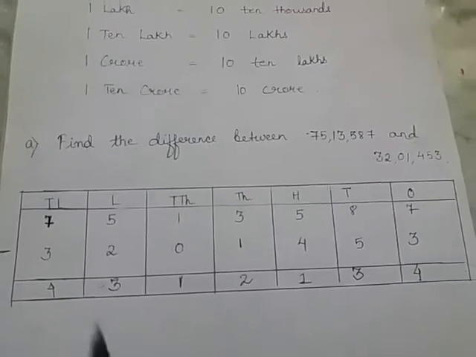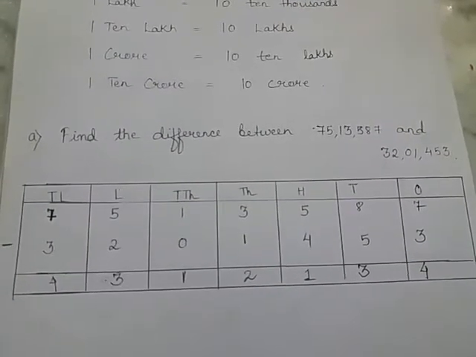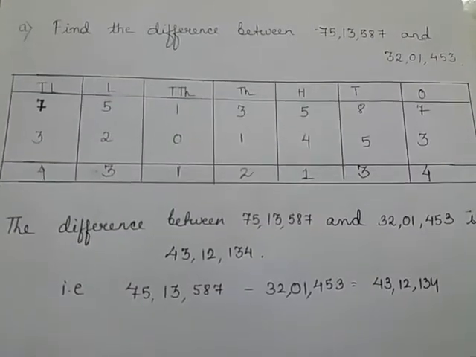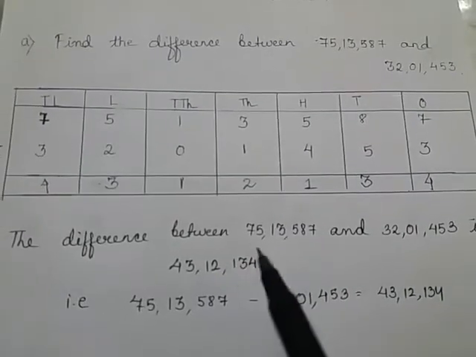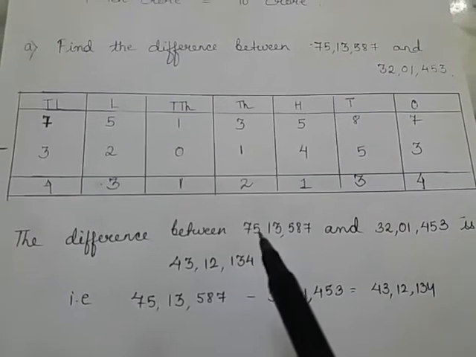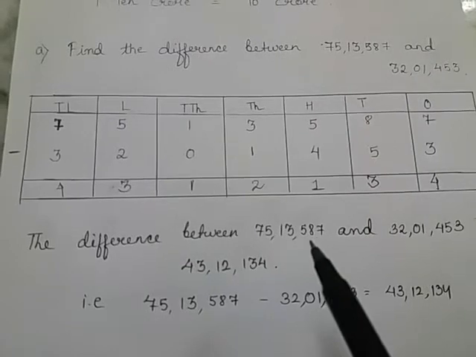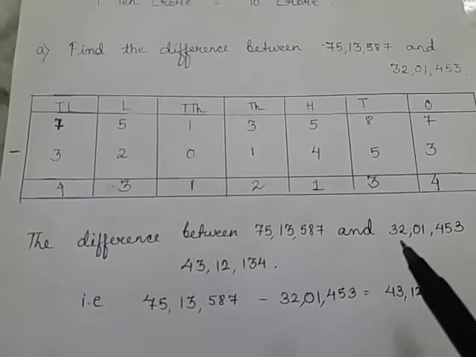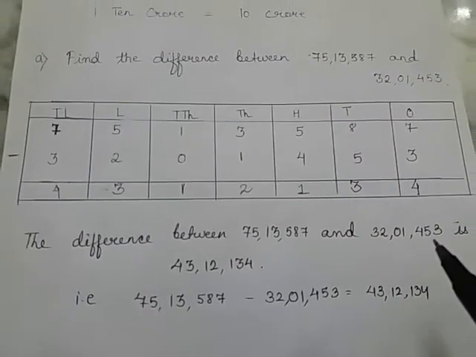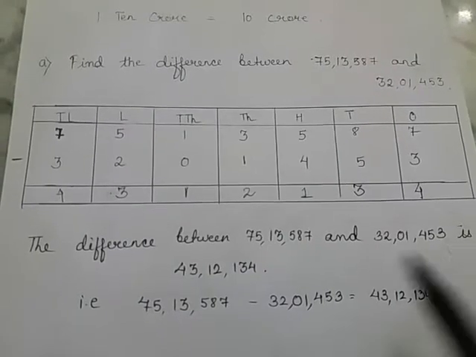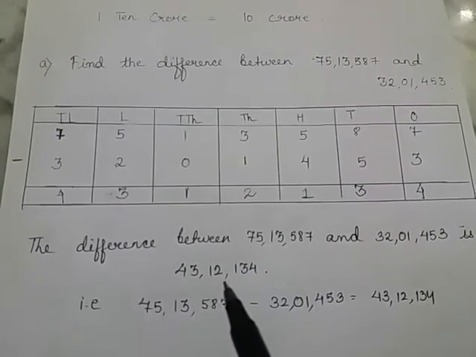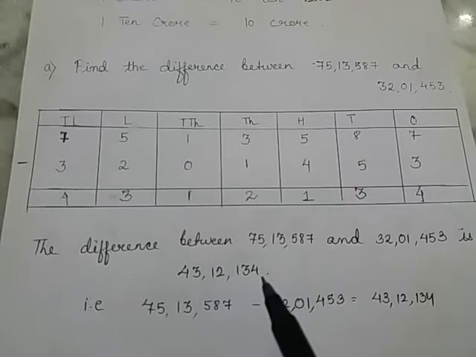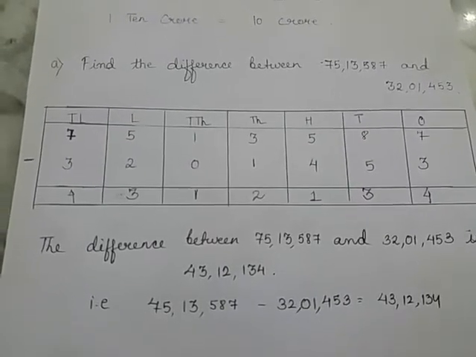Okay. After solving this, we will write this statement. That is the difference between these two numbers, that is 75 lakh 13,587 and 32 lakh 1,453 is 43 lakh 12,134, and you can write it like this also.